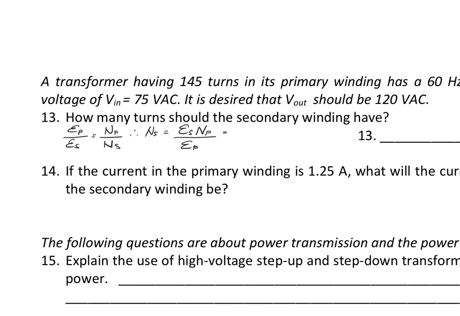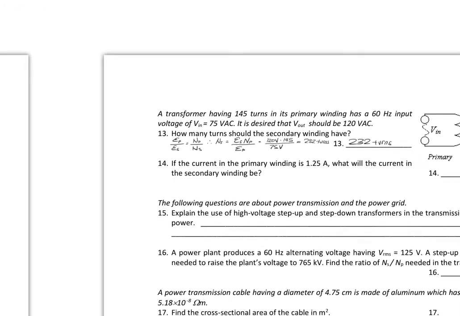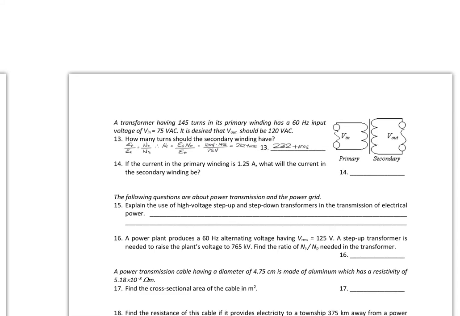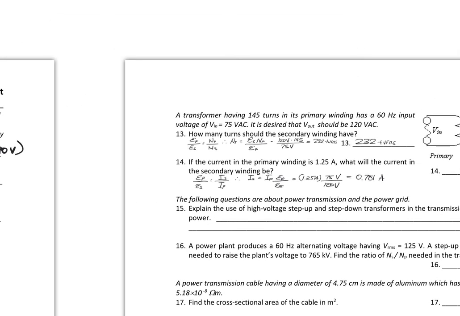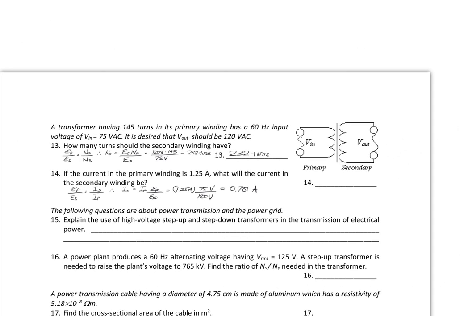And to be clear, primary is the first coil, and it's the input coil, and the output coil is secondary. And so we get 232 turns in the secondary coil for that guy there. Now, let's take a look at the currents. There we have it, 0.781 amps.